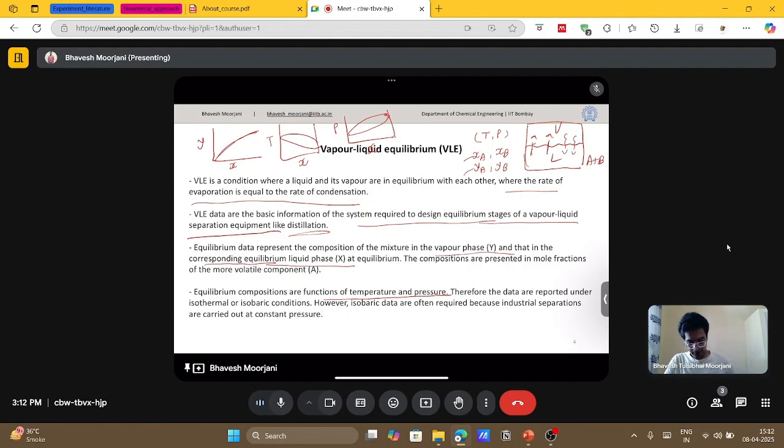However, isobaric data is generally used for distillation column design, because distillation columns generally operate at constant pressure. So Pxy data are more useful from a distillation perspective. So what we understand is that vapor liquid equilibrium data is a function of temperature, pressure, and in a way composition. So what initial composition you start with, although these two are the main part, composition will be kind of a secondary thing.